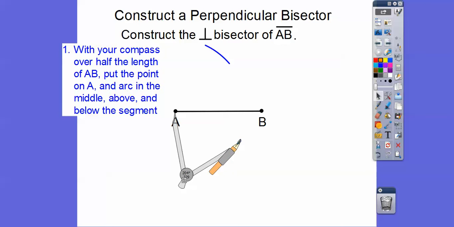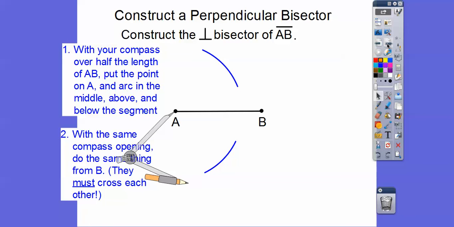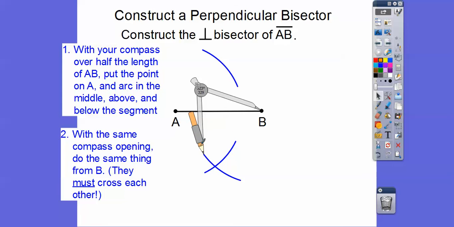Okay, and then we've got to keep that compass opening. Don't cut the arc off right there and only do that part, because what we're going to do is flip it around, and so there that is right there. And with the same compass opening, we're going to do the same thing from B. So I'm going to put the pointy over here on B, and then these arcs have to cross. So we're going to do the same thing, and we're going to arc it down here, and then take it up here and do the same right there.